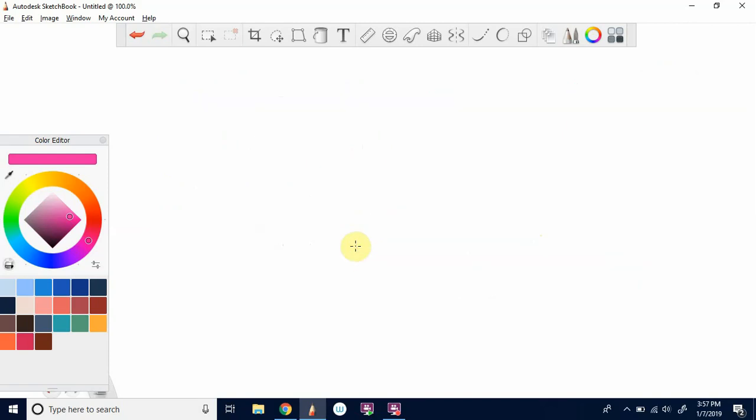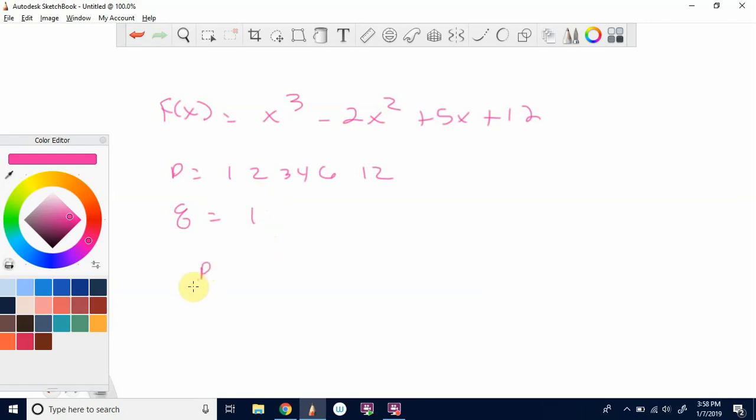Let's look at B. That was 1A. So B is f of x equals, I can barely read this, x cubed minus 2x squared plus 5x plus 12. So what is P? P is 1, 12, 2, 6, 3, and 4. Q is 1, so this is real easy. So P over Q is going to be plus or minus 1, 2, 3, 4, 6, 12. And there should be a plus or minus in front of all these, and those are all the possibilities of that one.